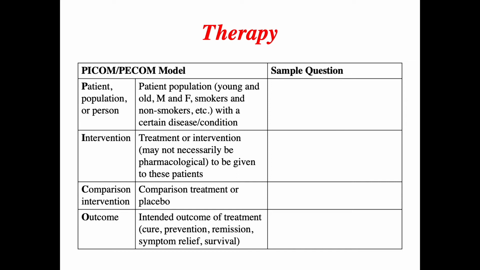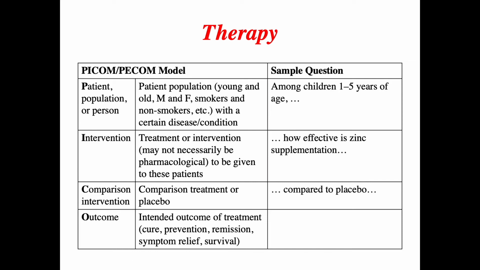Now let's look at the sample research question here. Okay, so P would be children 1 to 5 years of age. So among children 1 to 5 years of age, how effective is zinc supplementation? Zinc supplementation being the intervention being evaluated compared to placebo. So your comparator here is placebo in preventing acute diarrhea. Okay, so prevention has been chosen as the type of outcome for this particular research question. Okay, so among children 1 to 5 years of age, how effective is zinc supplementation compared to placebo in preventing acute diarrhea?